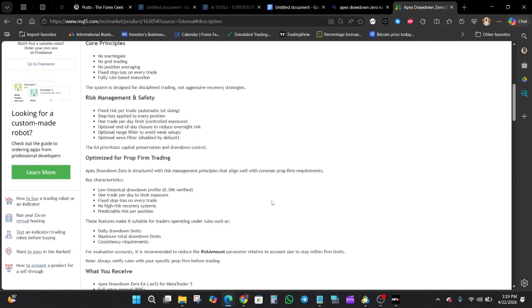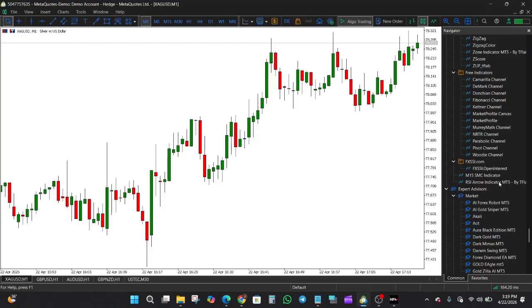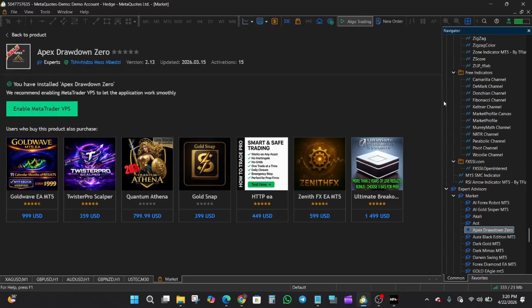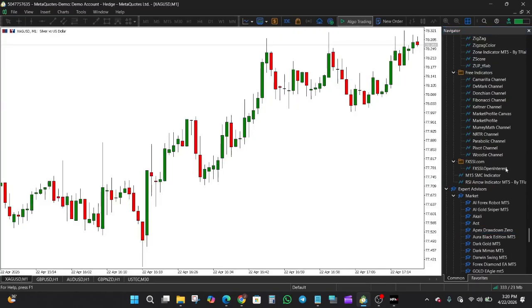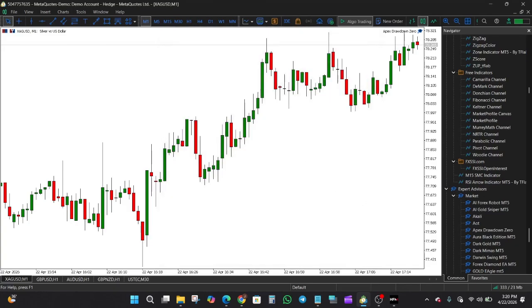All right, so let's just quickly move into the strategy tester. We have already covered the main features of this EA. And in a moment, we are going to have the EA added to our navigator. All right. So the Apex Drawdown Zero.